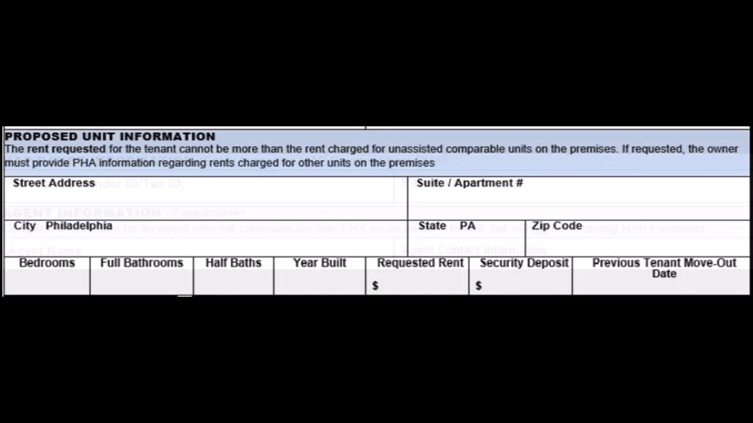For the proposed unit information, please provide the exact address as listed on your Philadelphia rental license. PHA uses the City of Philadelphia's L&I website to verify this information, and the address must match what's listed on the RFTA street address. Next, please include the number of bedrooms, full bathrooms, half baths if applicable, and the year the property was built. Additionally, provide the requested rent and security deposit amounts.